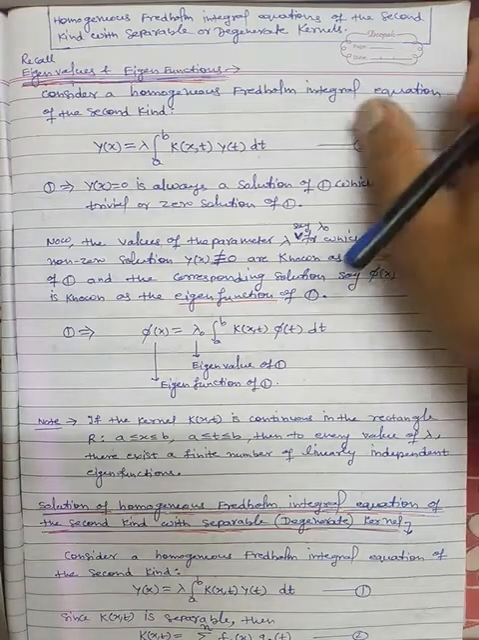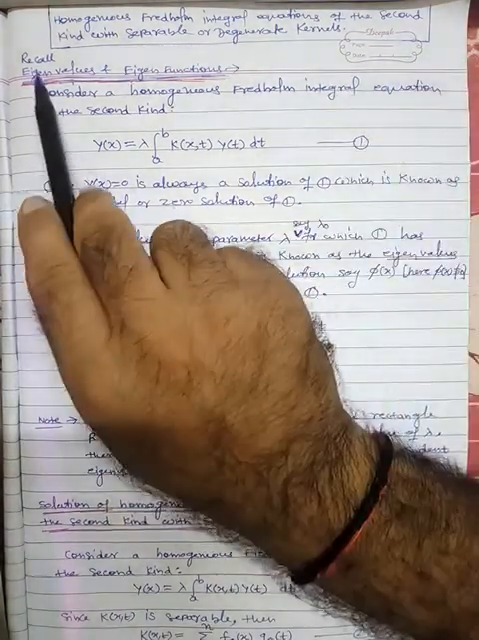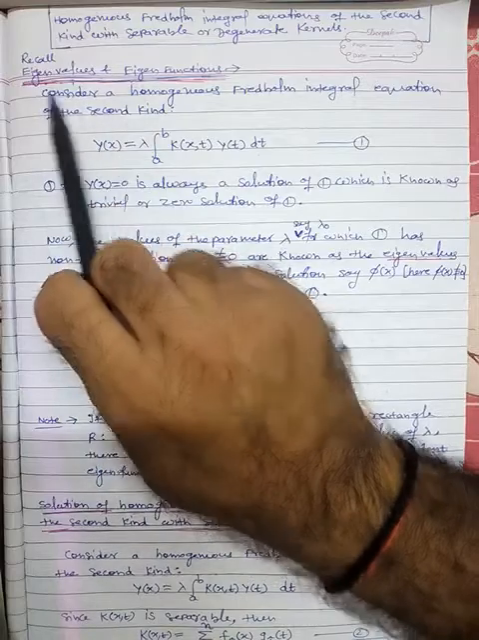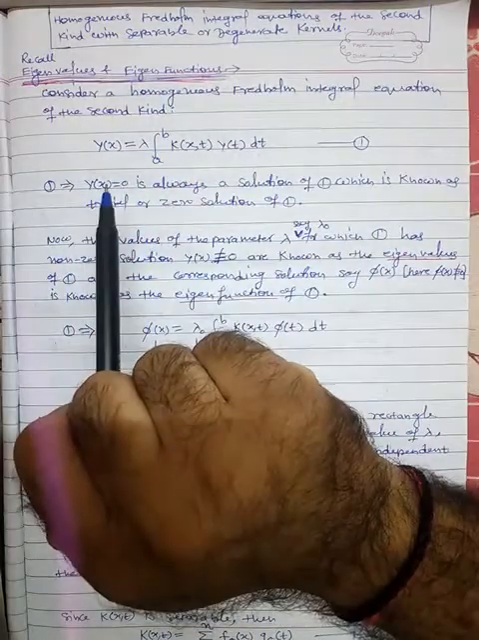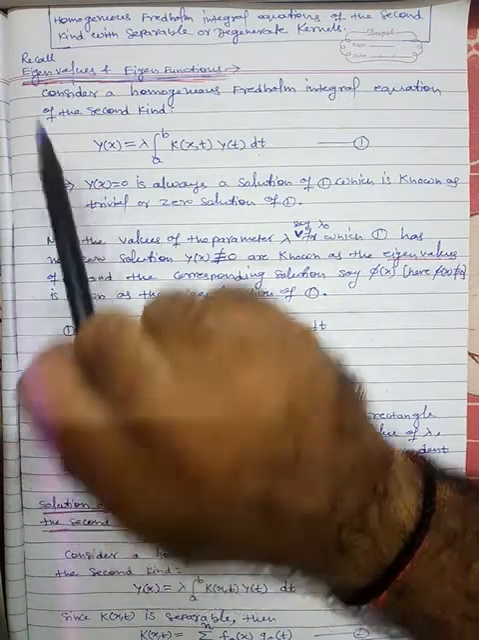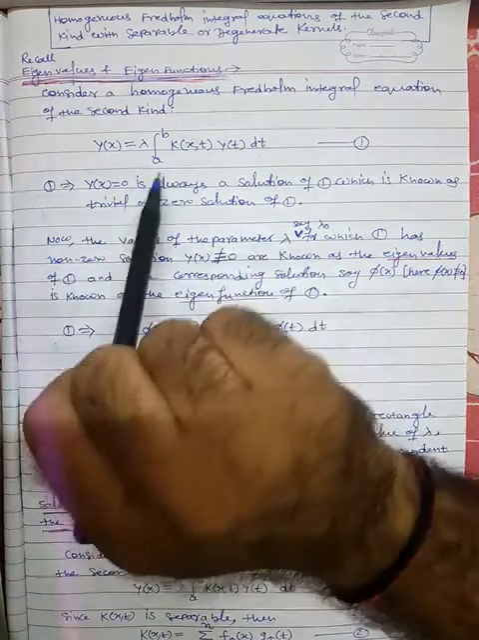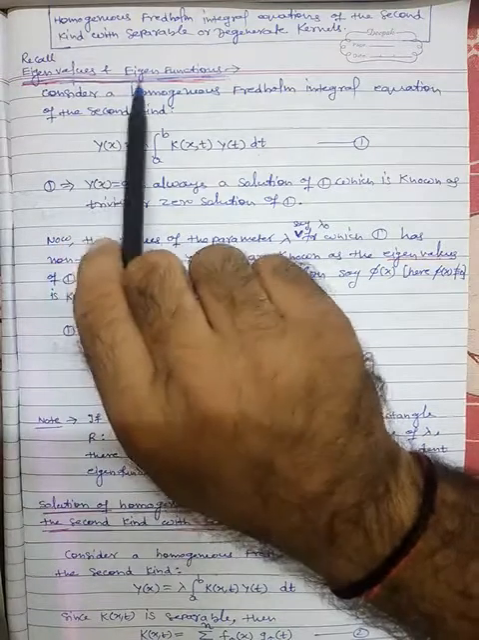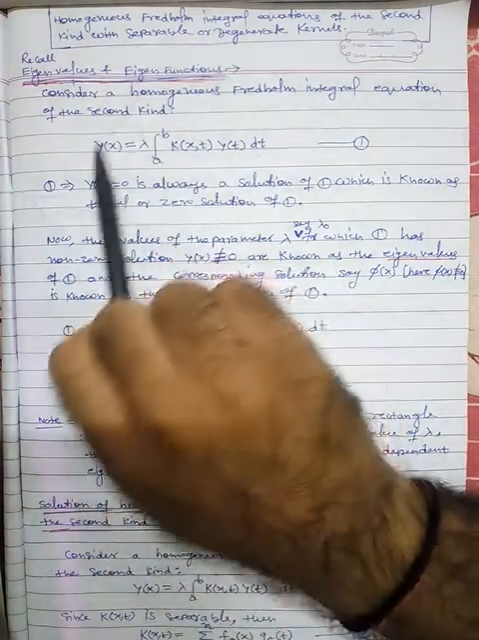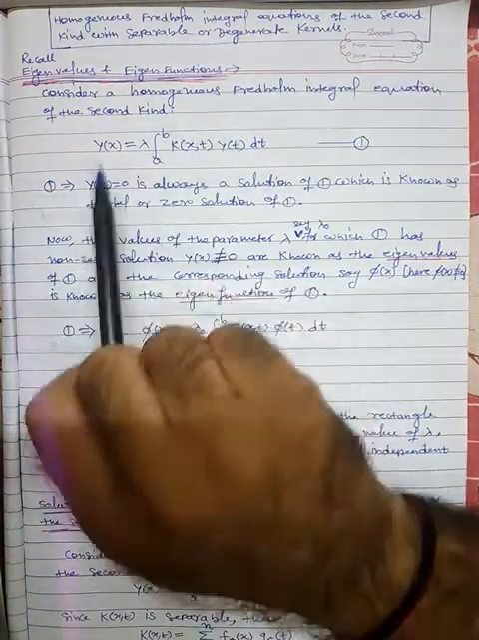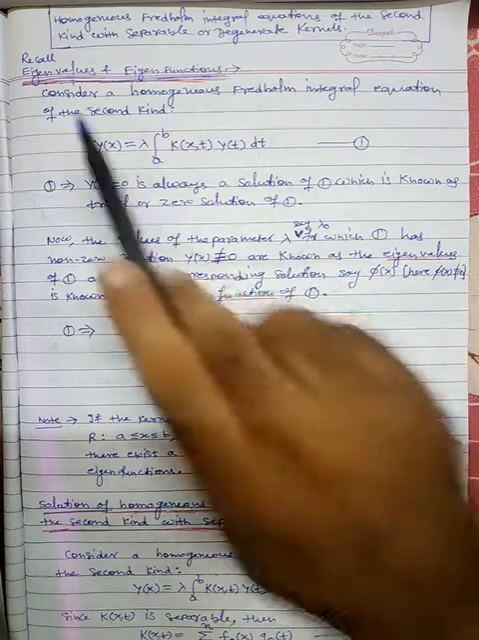So let's see here what we have. First we will consider how to find the solution. First we will recall the eigenvalues and eigenfunctions. What is an eigenvalue and eigenfunction for a given integral equation? So consider a homogeneous Fredholm integral equation of the second kind.